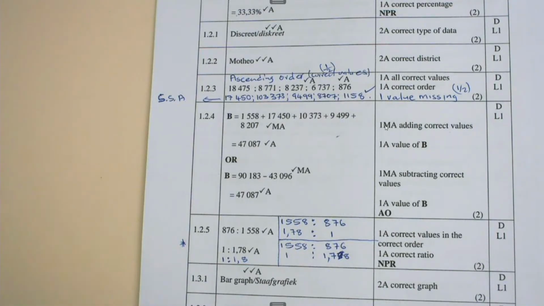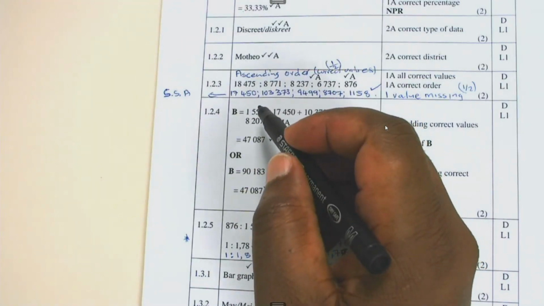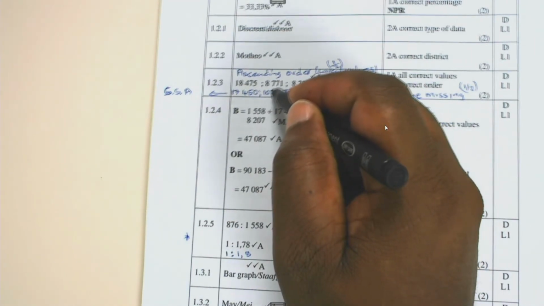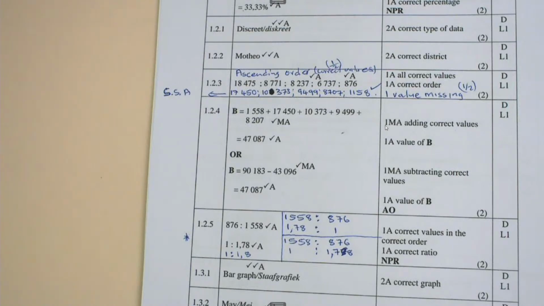Right, let me correct the numbers. Sorry for that. The first number is 17,450. It's fine. And then the second number, I think that 3 should go out. It's 10,373. And then followed by 9,499, followed by 8,707, and the last number should be 1,158. So it's corrected now.